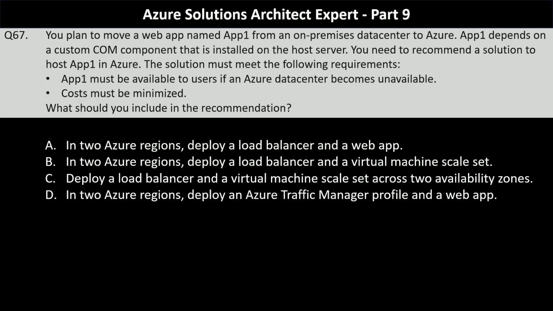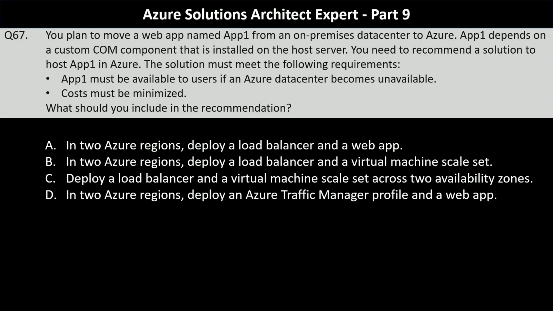The solution must meet the following requirements. App1 must be available to users if an Azure data center becomes unavailable. Costs must be minimized. What should you include in the recommendation? Your options are: in two Azure regions, deploy a load balancer and a web app.